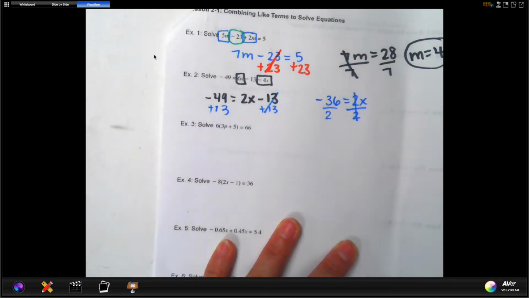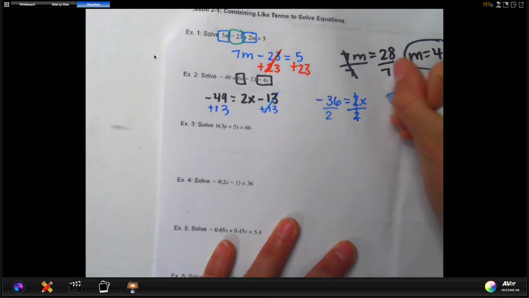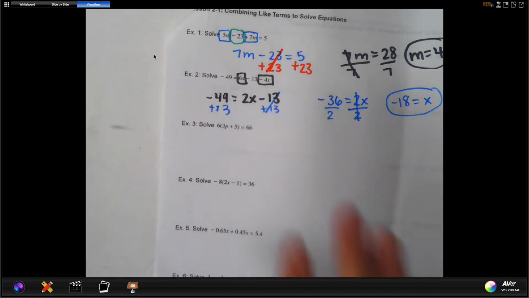And that's what we've got here. So negative 36 divided by 2 gives us negative 18 equals x. It is the same process, only it's on the other side. If this confuses you, my advice to you is to write it so that it's the opposite direction.